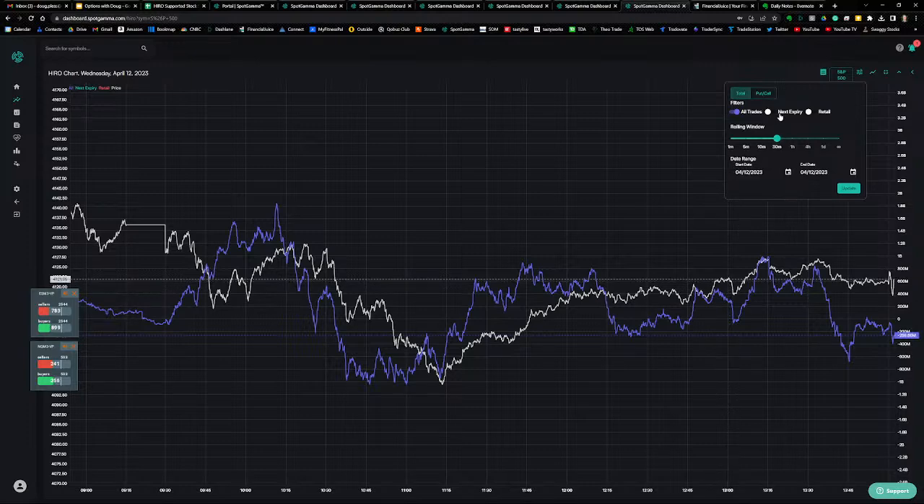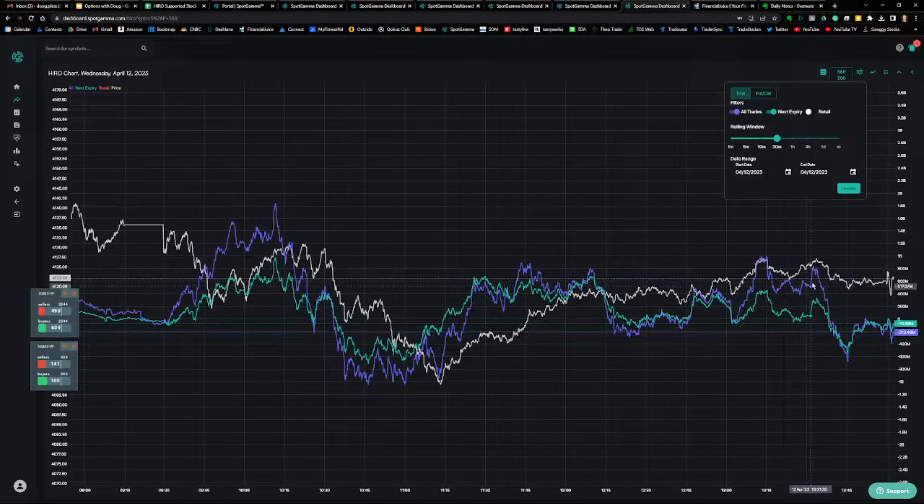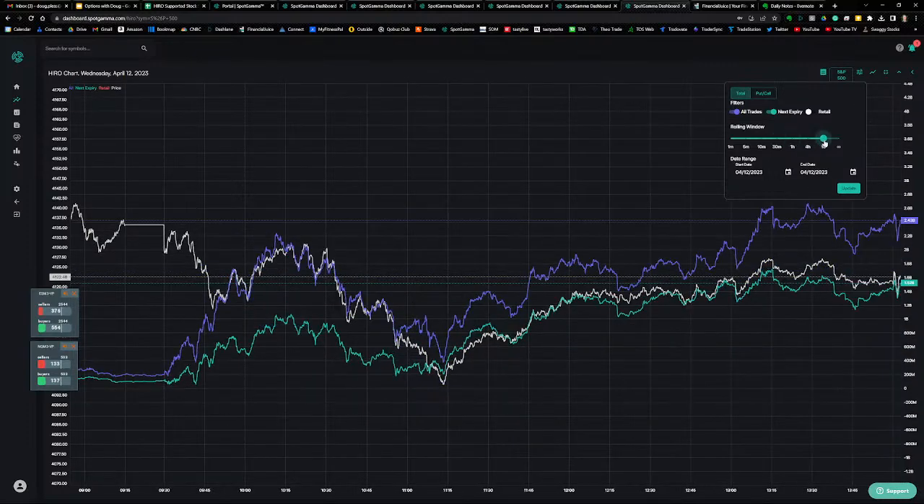So this is showing puts and calls. Let's take a look at what zero DTE options traders are doing. And there's very close correlation between zero DTE shown with this green line and the purple line, which shows all expirations. All right, I'm going to change this back to all day, turn this off.